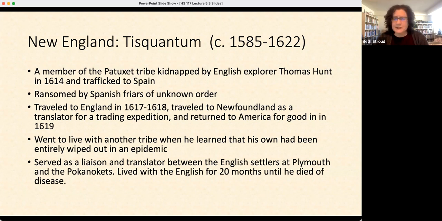Somehow he traveled to England in 1617 or 1618. He traveled to Newfoundland as a translator for a trading expedition, and he returned to America for good in 1619. When he returned, he learned that his own entire tribe had been wiped out in an epidemic during his absence, and he went to live with another group.